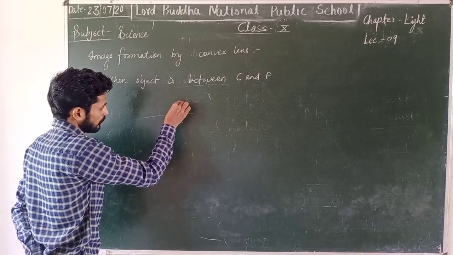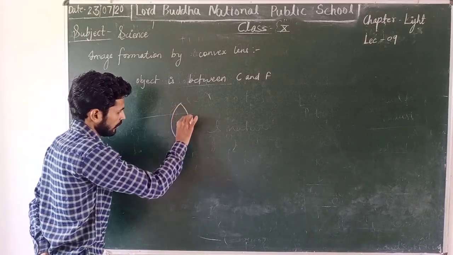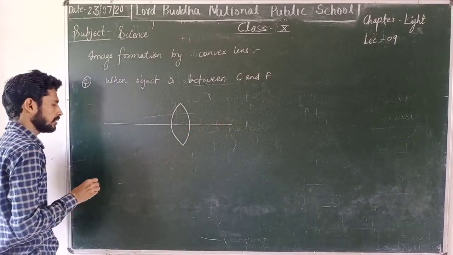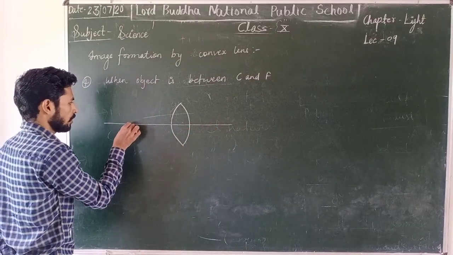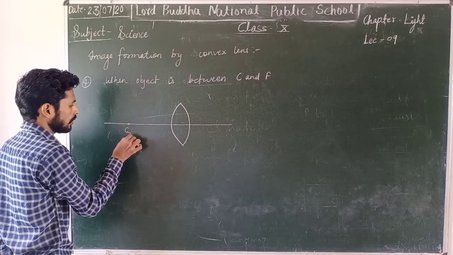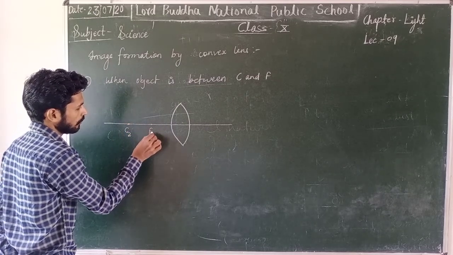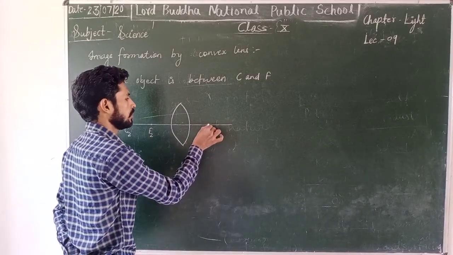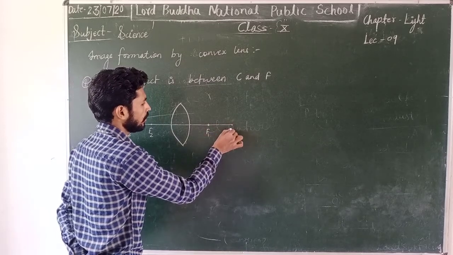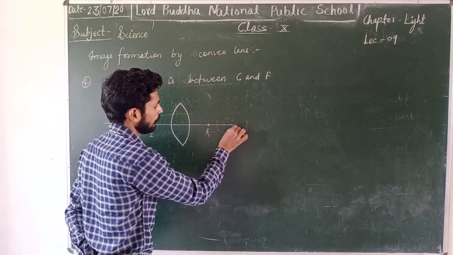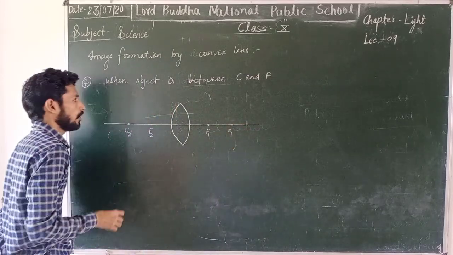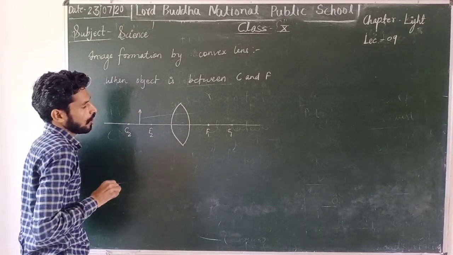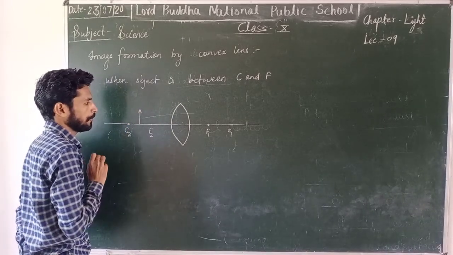So suppose there is a convex lens and this is the principal axis of this lens. Now suppose that there is a center of curvature C2 and this is the focus F2, secondary focus, and the primary focus is here F1 and the center of curvature is C1, like this. Now we want to put the object between C2 and F2.